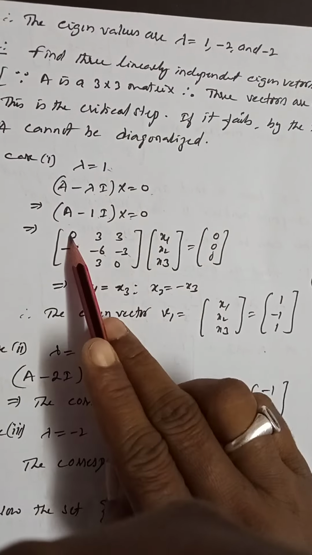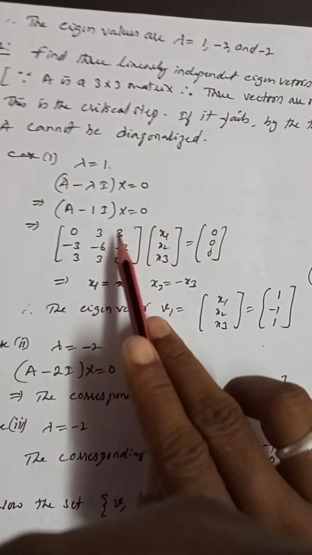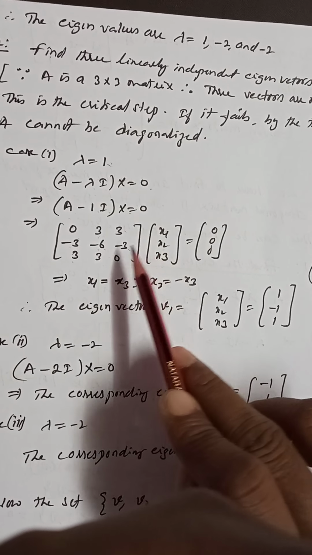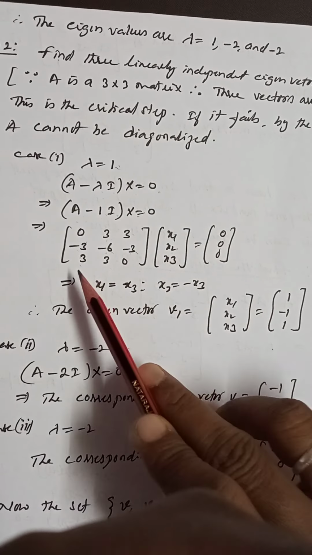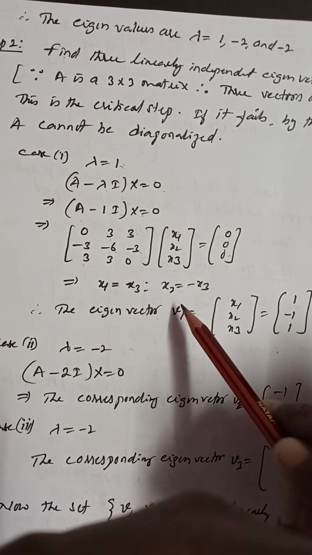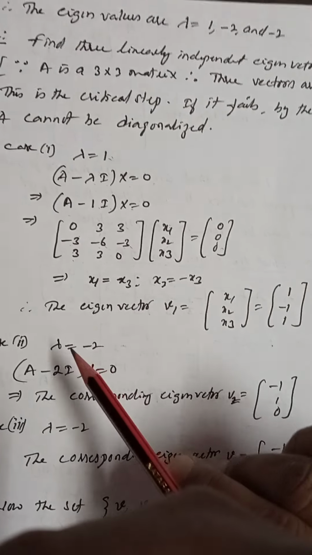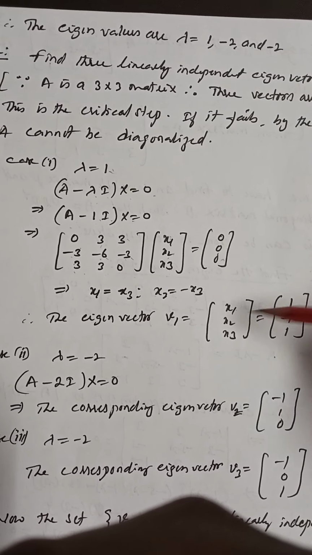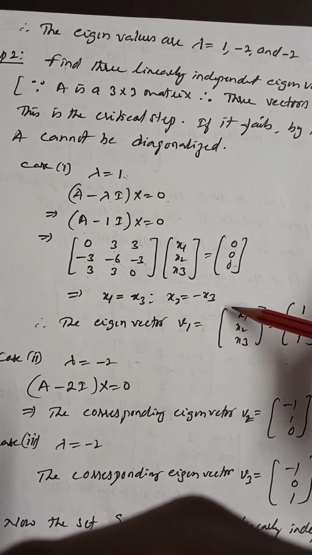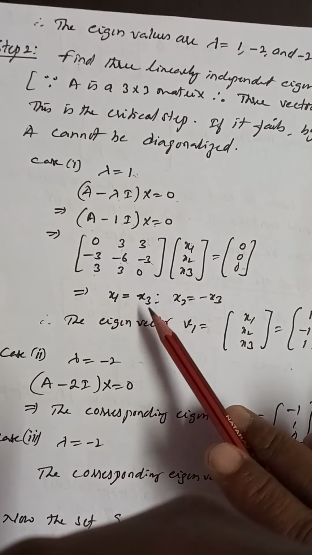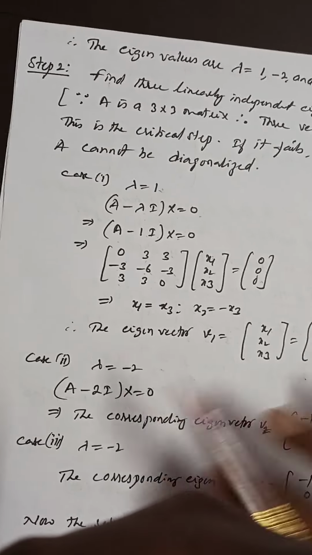Now multiply this one: 0 into x1 plus 3 into x2 plus 3 into x3 is equal to 0, minus 3 into x1 minus 6 into x2 minus 3 into x3 is equal to 0, 3 into x1 plus 3 into x2 plus 0 into x3 is equal to 0. If you solve this one, x1 is equal to x3 and x2 is equal to minus x3. Therefore, the eigenvector v1 is [x1, x2, x3]. Assuming that x3 is equal to 1, in that case x1 is equal to 1 and x2 is equal to minus 1.